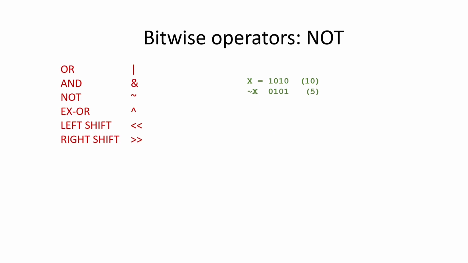So the next one is the NOT operator. So this is the only unary operator here. Wait, that's not true. Shifting is also, well, it only operates on one variable. Right, so this is the only real unary operator.